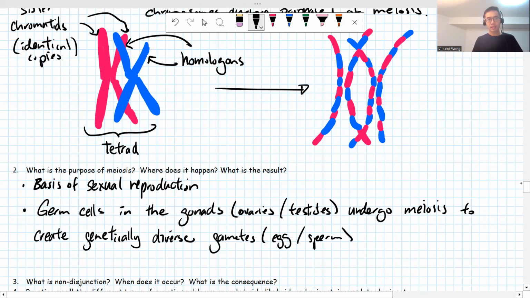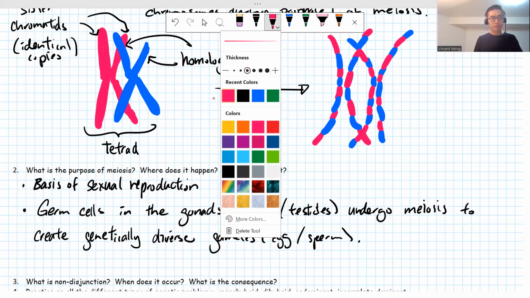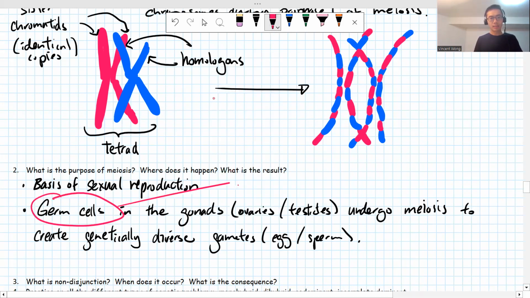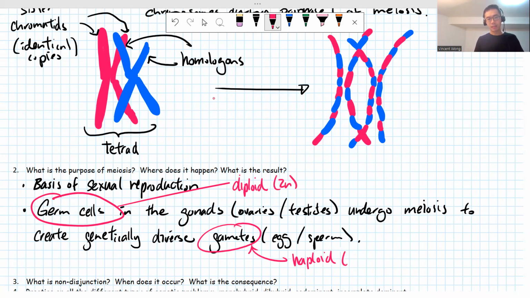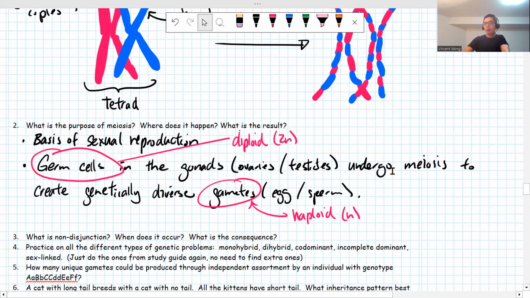Okay, I should probably put this down for you. The germ cells are diploid, two sets of chromosomes. But the gametes are haploid. 2N and N. That is meiosis.